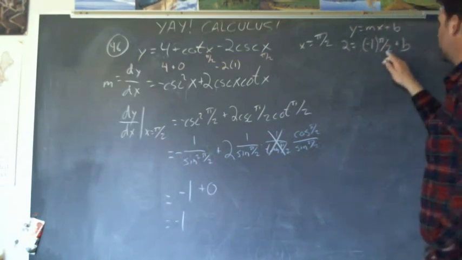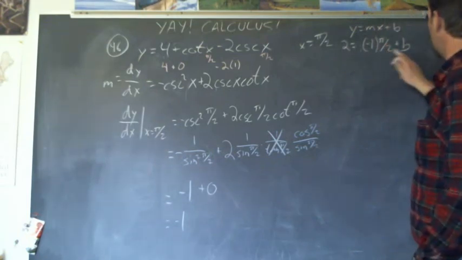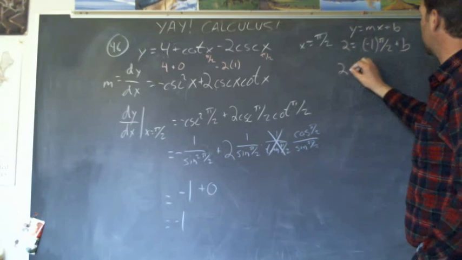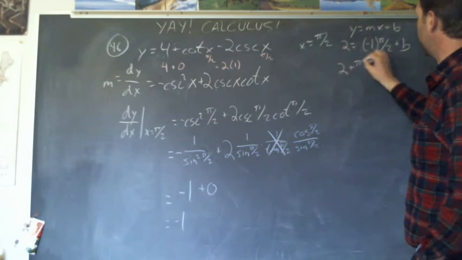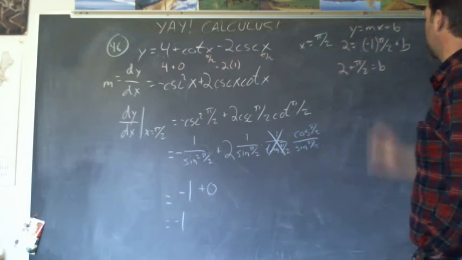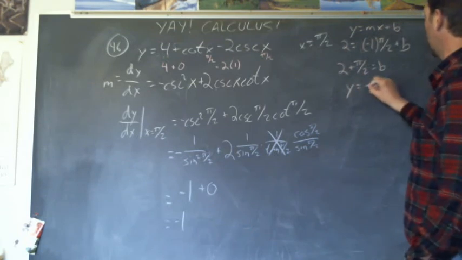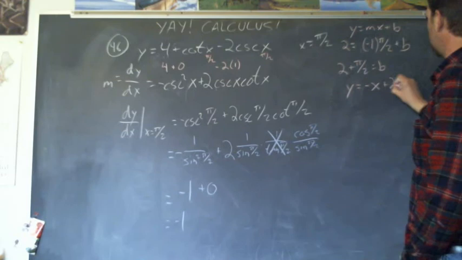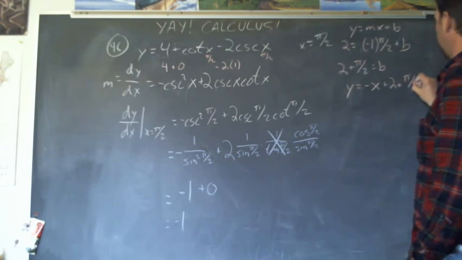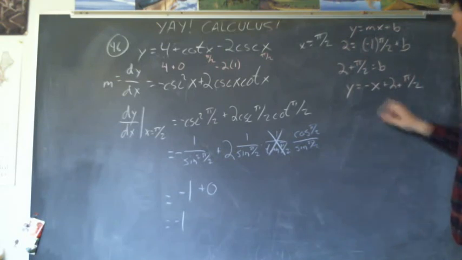2 equals negative 1 times pi over 2 plus b. That means that our b equals 2 plus pi over 2. So now that means that y equals negative x plus 2 plus pi over 2. The equation of our tangent line.